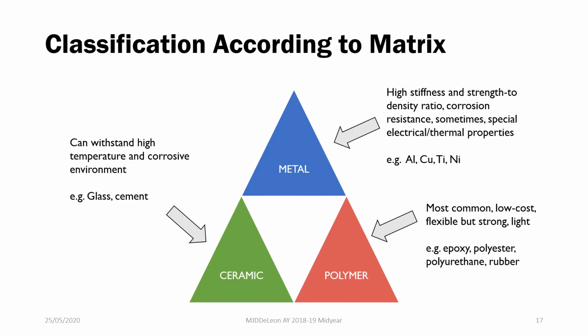So for example, let's say we have a metal matrix composite. So ina-expect natin since metals are electrically and thermally conducting, a metal matrix composite will also be the same.